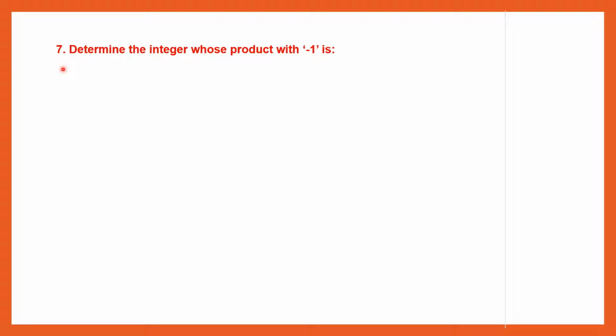Question 7. Determine the integer whose product with minus 1 is minus 47. That is, if I multiply a number with minus 1, my answer should be minus 47. Find out that integer. That is the question. So an integer into minus 1 is minus 47. What is that integer? So let's write that down.